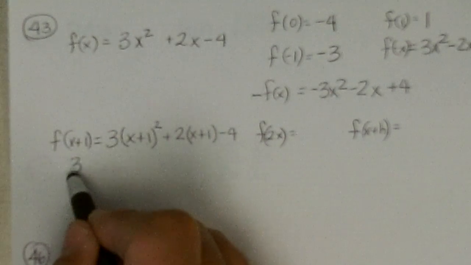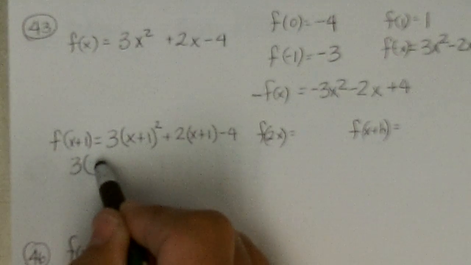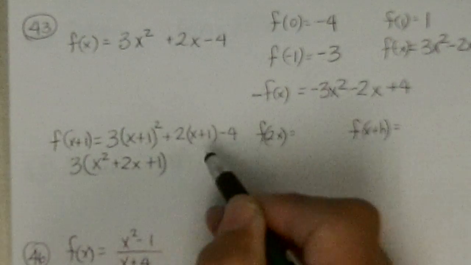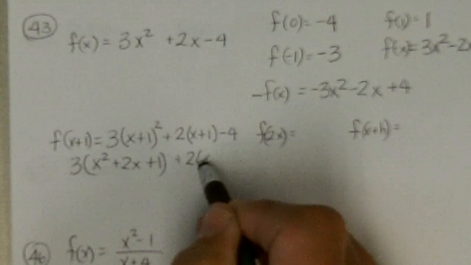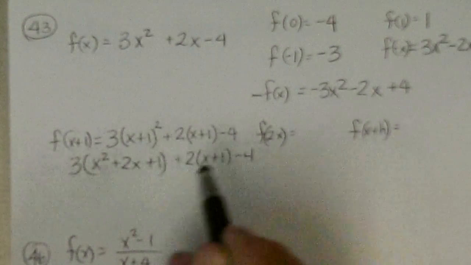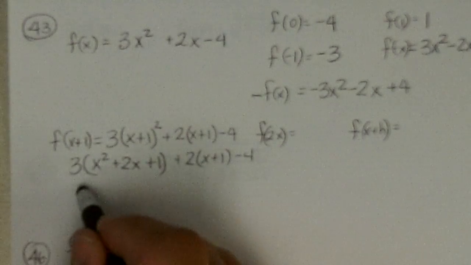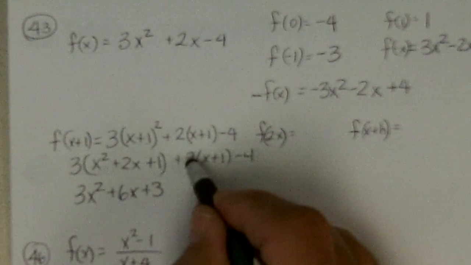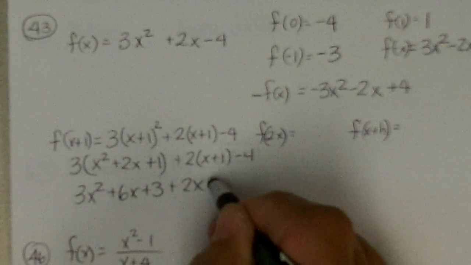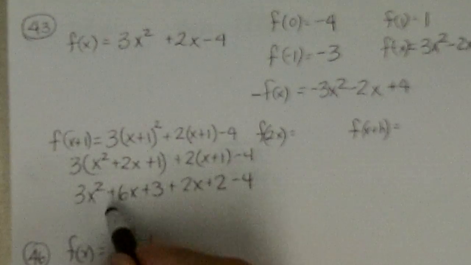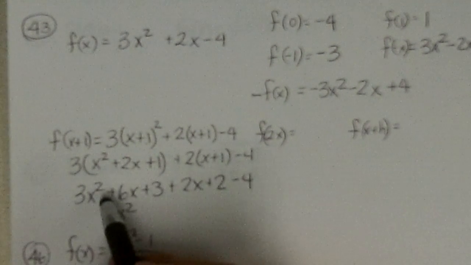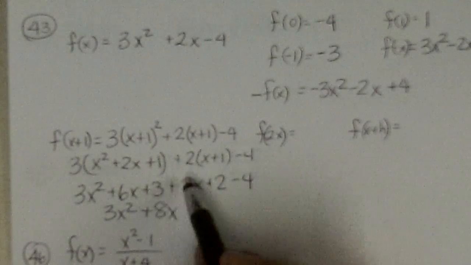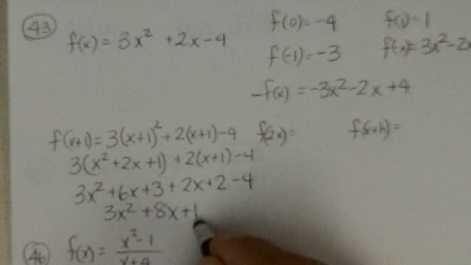We get x plus 1 times x plus 1 is x squared plus 2x plus 1. And then if I distribute the 3, I get 3x squared plus 6x plus 3. If I distribute the 2, I get plus 2x plus 2. And so I get 3x squared plus 8x plus 5 minus 4 is my plus 1.